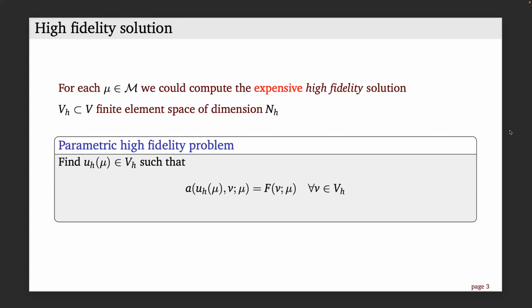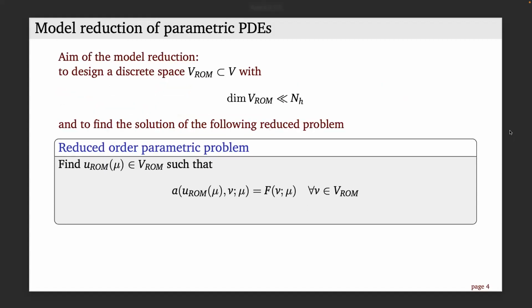In this setting, u_h is considered as the reference solution. So we're going to compare the solution of the reduced problem with the high fidelity solution that is computed by the finite element method. And the reduced space, let's call it V_ROM, reduced order method, or reduced order model, as you prefer, is a space that has a dimension much smaller than N_h, the dimension of V_h. And the idea is that you want to solve this reduced problem.